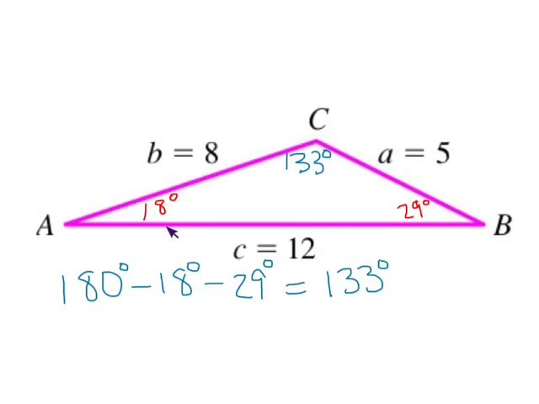And there are my answers. For this triangle, I have found all the angles. Angle A, 18 degrees. Angle B, 29 degrees. And angle C, 133 degrees. So minus that one minor error, pretty straightforward if you think about it. A really great example for the law of cosines.